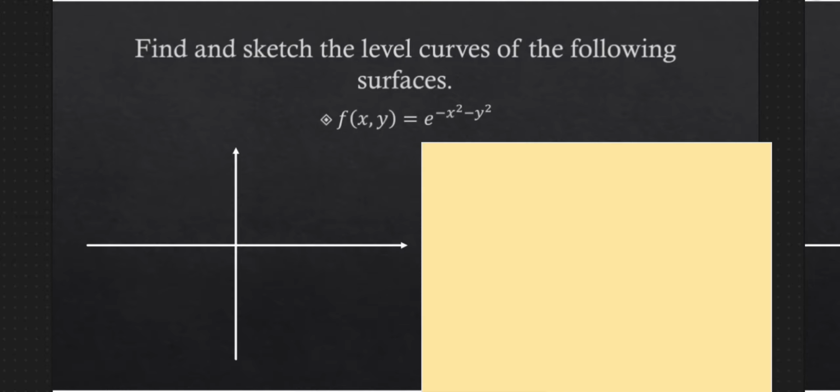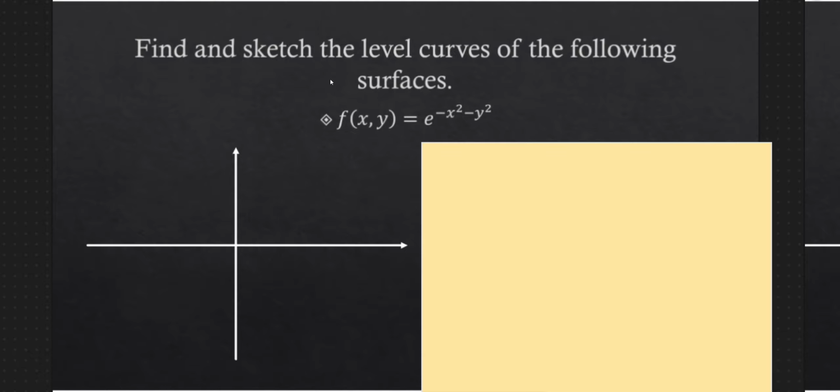Hello and welcome back. In this video, we'll be working through an example of sketching the level curves for a function of two variables. In particular, this function, f of x y equals e to the negative x squared minus y squared. Now, this is clearly not a quadric surface, so we can't really compare this to our table of quadric surfaces and be able to reasonably tell what this surface is.